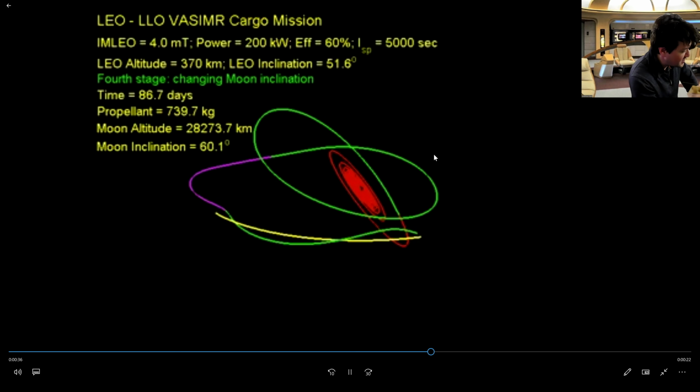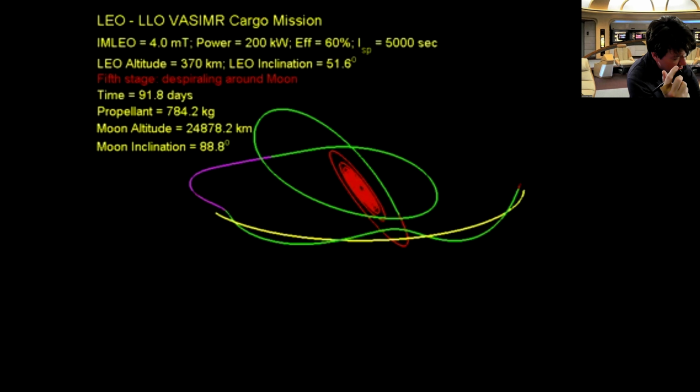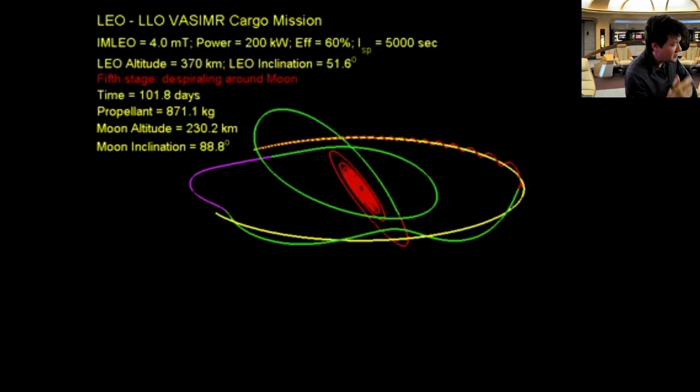Actually, these green changes are delta Vs, and then we look distinctly non-Keplerian from the Earth's perspective. A little spirally action going on there. Land on the moon, and using our continuous thrust maneuvers, we eventually decrease our energy and land on the moon.